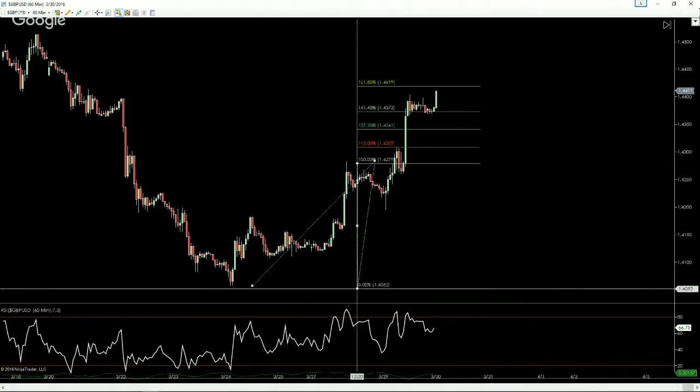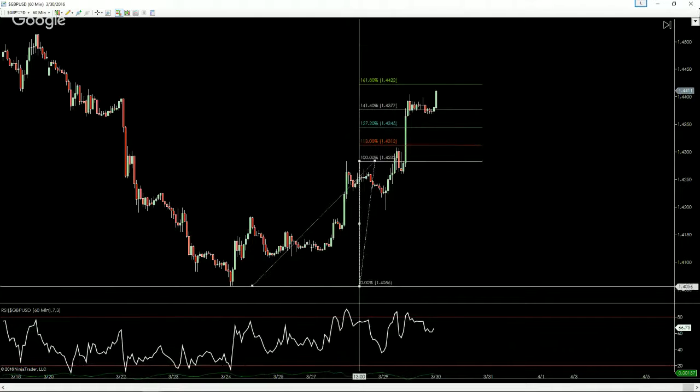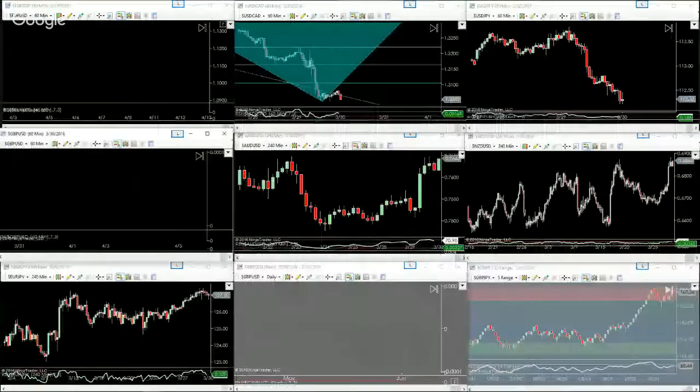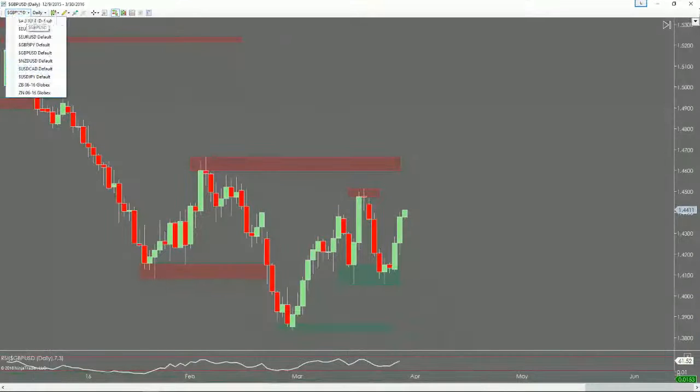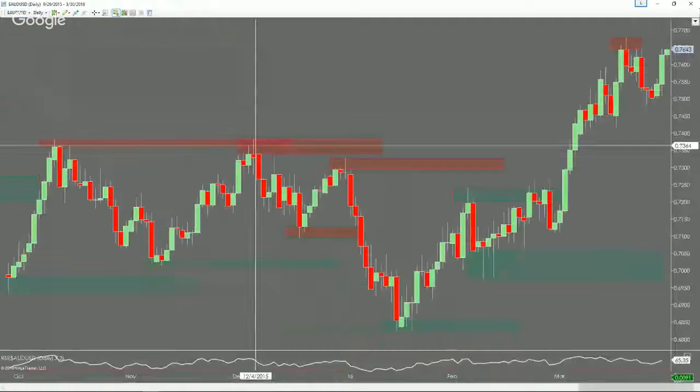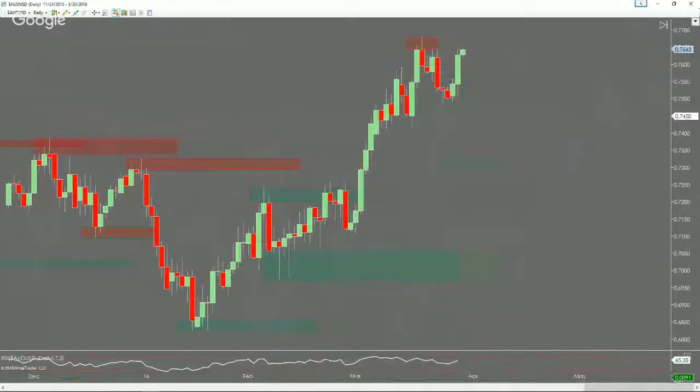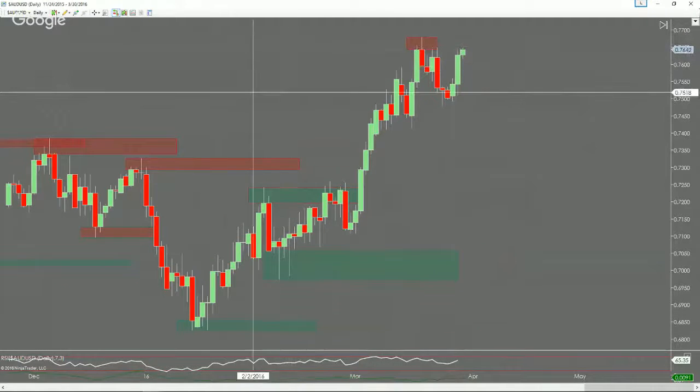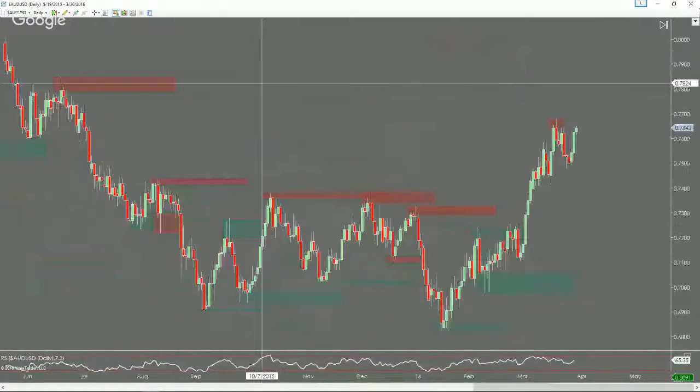And let's see. Nope, and nothing there. So let's go to Aussie. It's coming back up to that resistance level right there.